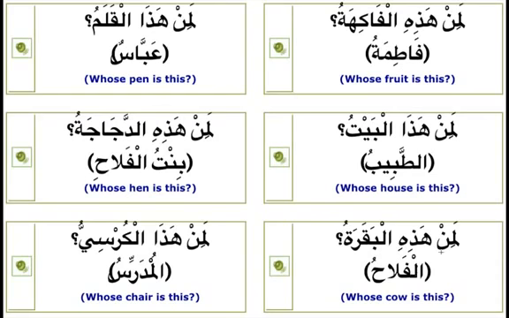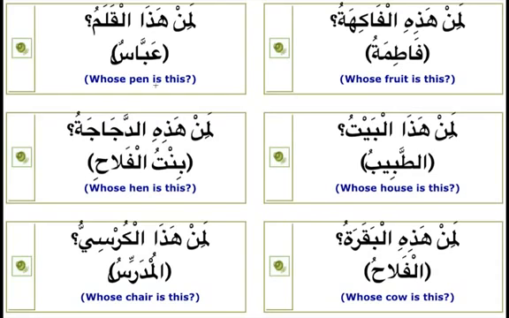Again, let's do some more practice, inshallah. Liman hadihil baqaratu. Baqaratu means cow. So whose cow is this? We say al fallah. Al fallah is a farmer. So we say hadihil baqaratu, this cow. Then we need the khabar for this cow. This cow belongs to lil fallah. Say lil fallah.